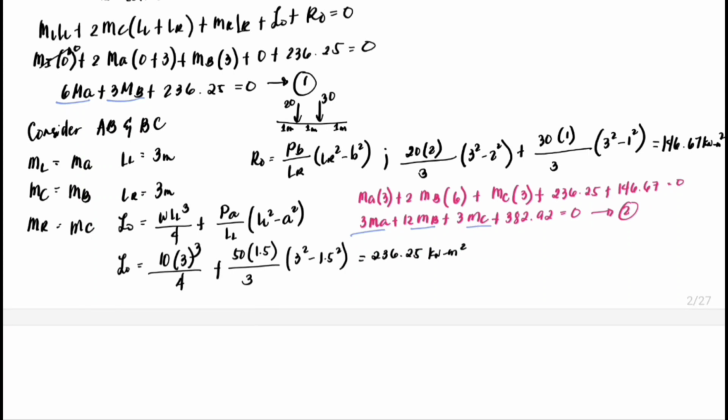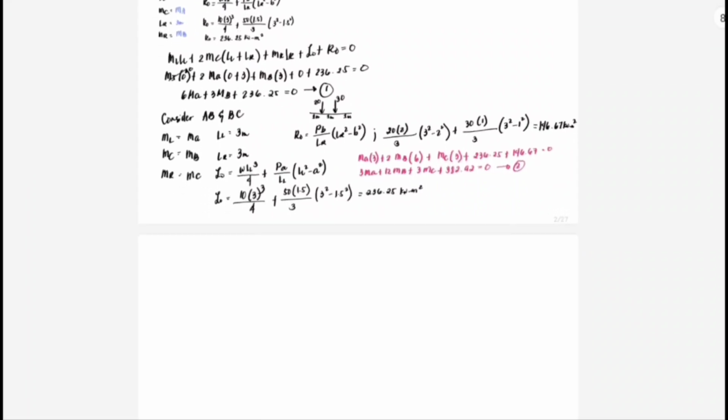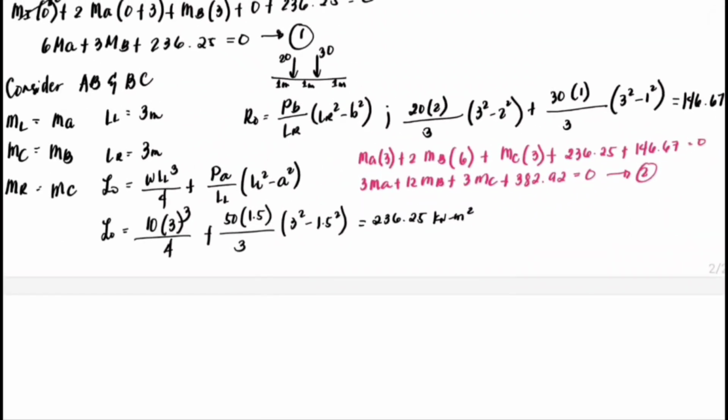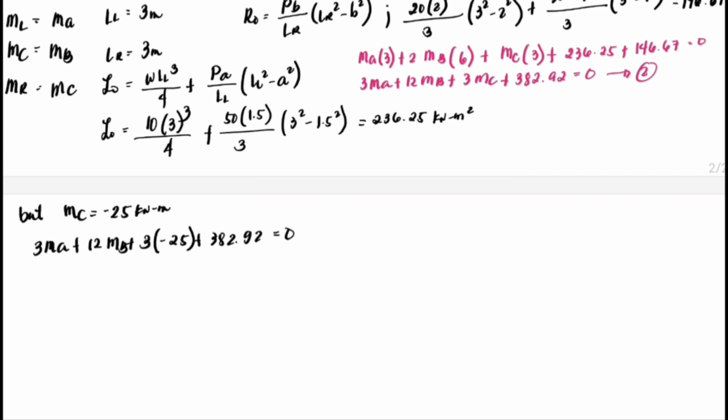But we know our MC here already has a value. Right, we already got the value earlier. So, the value of our MC is negative 25. Let's take that value, consider the negative sign too. Okay, so we have here, let's put here 3MA, both, MC is equivalent to negative 25 kilonewton meter, plus 12 of MB, plus 3 multiplied by negative 25 plus 382.92 is equivalent to 0.